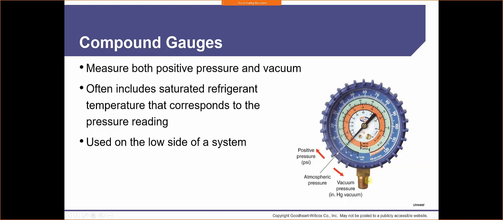On our compound gauge, our needle is going to read 0. As we start to increase and add pressure to our system, now we're talking about measuring the pressure of refrigerant in a refrigeration system.